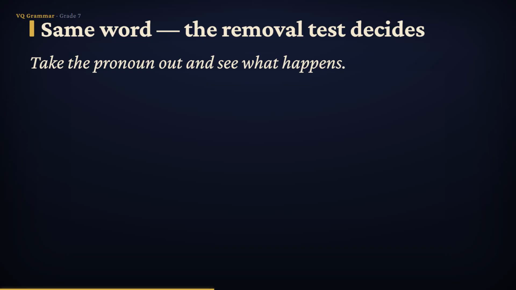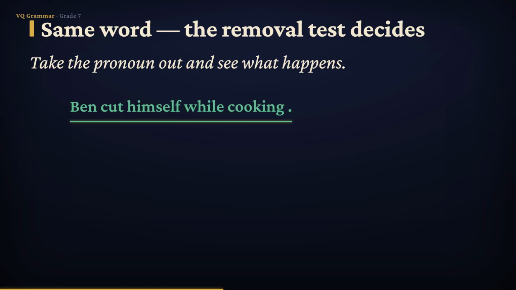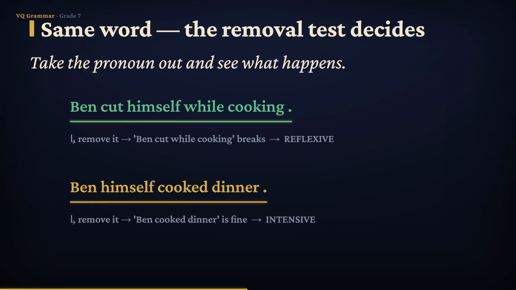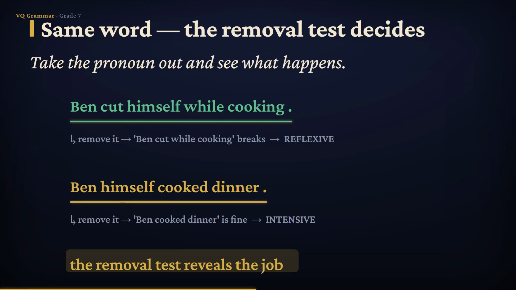How do you tell which job a pronoun is doing? Use the removal test. Try taking the pronoun out. First, Ben cut himself while cooking. Remove himself and you get Ben cut while cooking. Cut what? It breaks, so himself is reflexive. The sentence needs it. Now, Ben himself cooked dinner. Remove himself and you get Ben cooked dinner. Still perfectly fine. So that himself is intensive. It was only adding emphasis. Same word, but the removal test reveals the job every time.